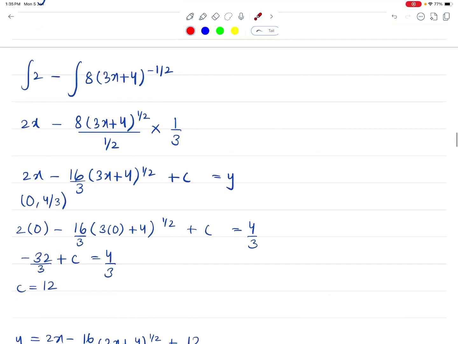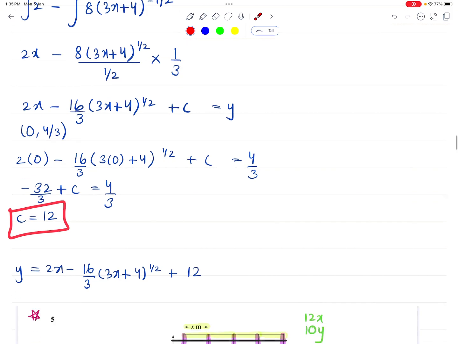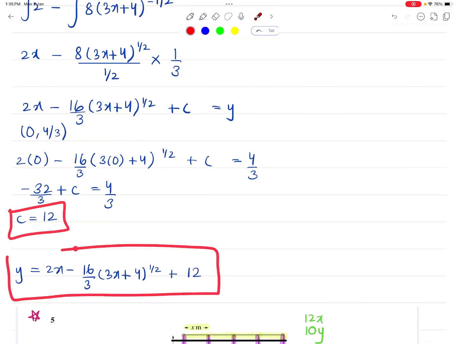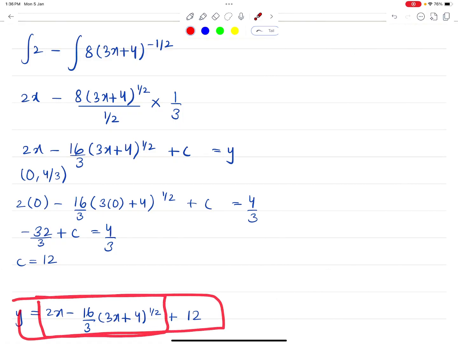Now, how do I figure out the value of c? I have one coordinate which is 0, 4 over 3. So I plugged in x as 0 and y as 4 over 3 to figure out the value of c. When I do some basic algebra, move things around, I will get the value of c as 12. And this gives us our final expression that is written over here. So this entire expression that was integrated along with plus c, that was plus 12.